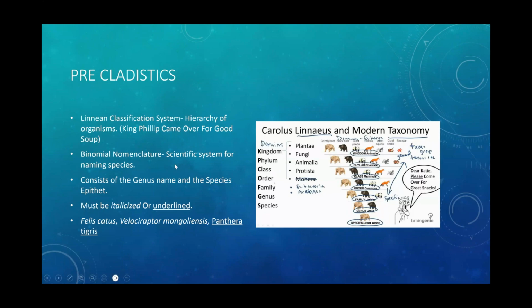And then there's binomial nomenclature, which is the scientific system for naming species. It consists of a genus name and the species epithet. It must be italicized or underlined. Here are three species: Felis catus, Velociraptor mongoliensis, and Panthera tigris, the house cat, the velociraptor, and the tiger.